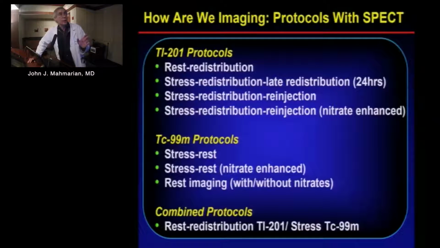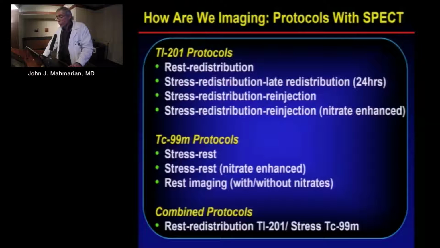Here are the imaging techniques we use with SPECT. With thallium, we do rest redistribution. We can also do stress to look for ischemia, followed by redistribution and 24-hour late redistribution, which we don't do anymore because we lose so much in the way of count activity that it really doesn't help us very much.